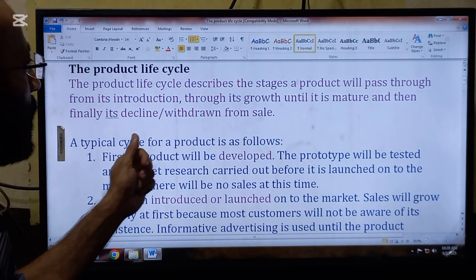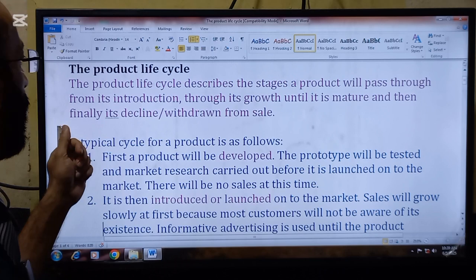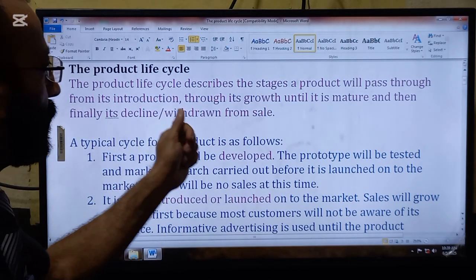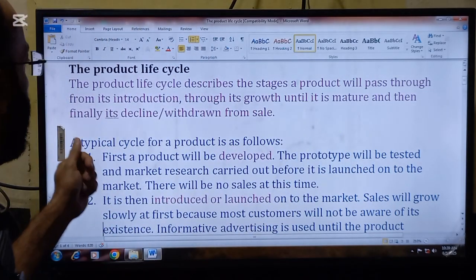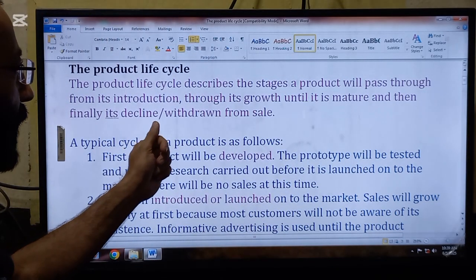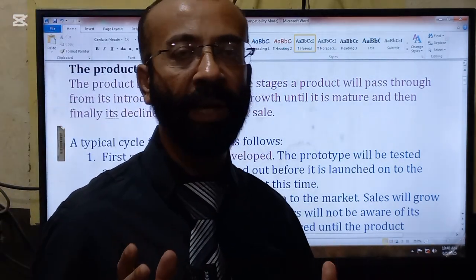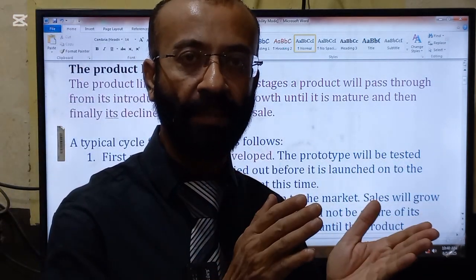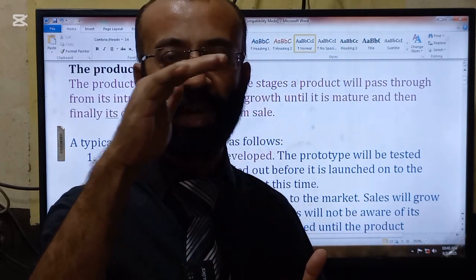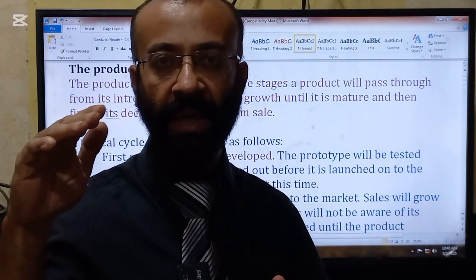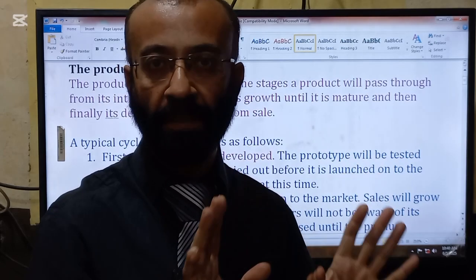The product life cycle describes the stages a product will pass through from its introduction, through its growth, until it is mature, and then finally its decline, and then withdrawn from sale. You have seen a lot of products in the market that once introduced, then their promotion, their growth was there, their maturity was there. You may have seen the decline of that product, and finally that product is withdrawn from the market.